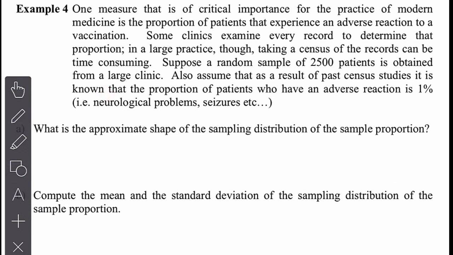Also assume that as a result of past census studies, it is known that the proportion of patients who have an adverse reaction is 1%. Okay, so this is the information. We have an n sample size, and we have this. This is previous study results, right? Previous studies.